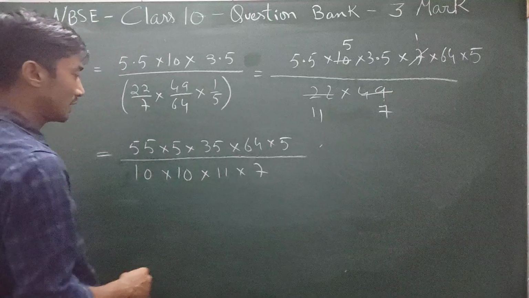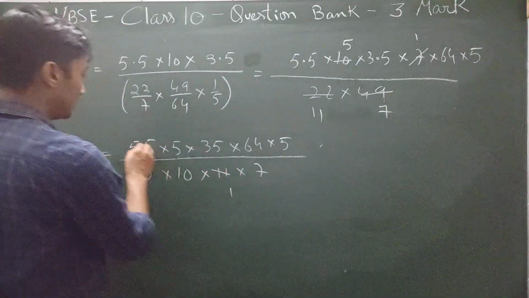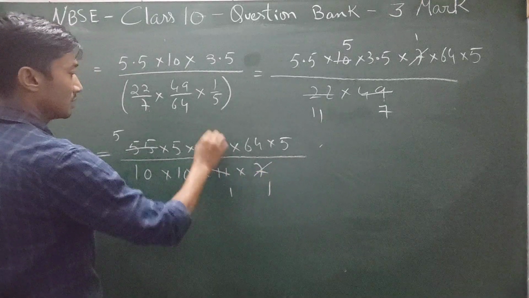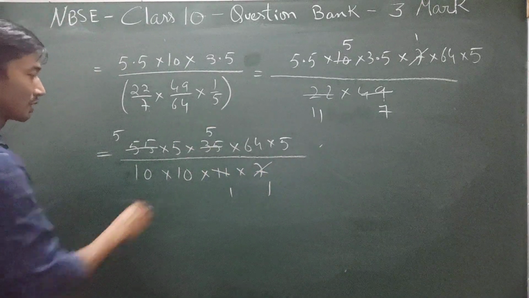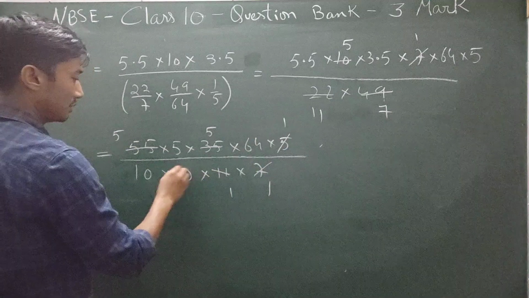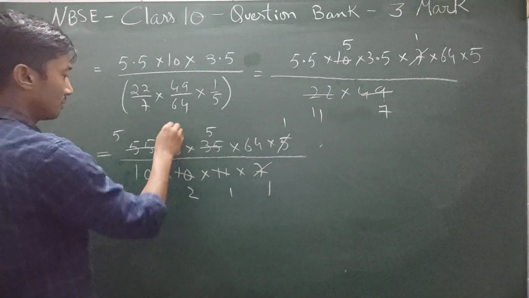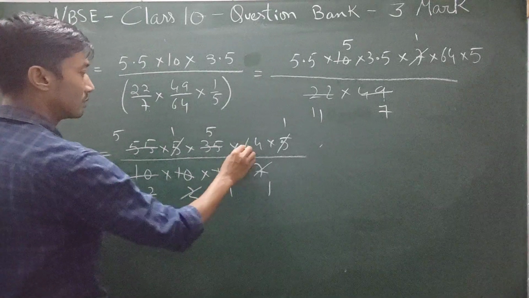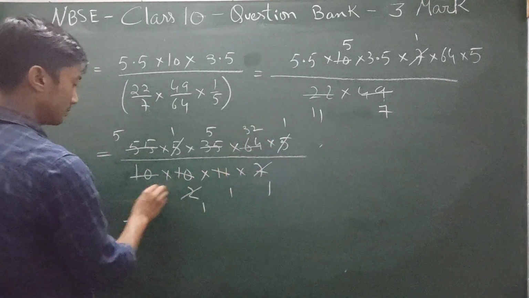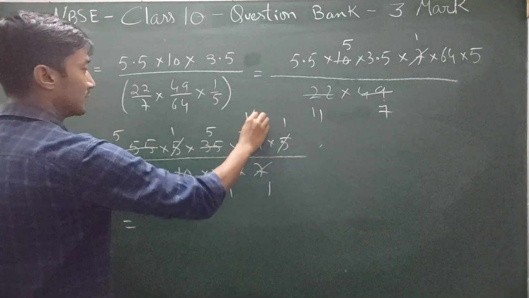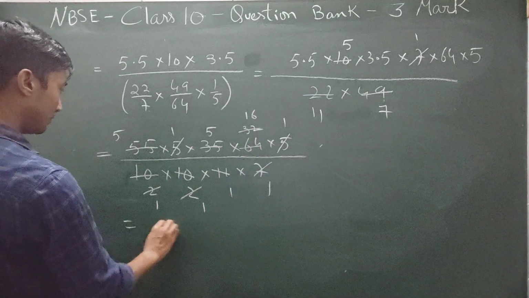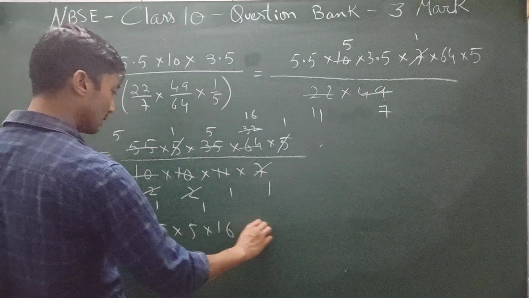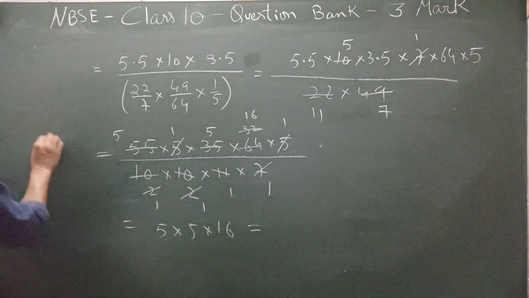So let's do a little bit of calculation. 11 1, 11 5. 7 1 times, 7 5 times, 5 1 times, 5 2 times, 5 1 times, 5 2 times. Chalo, once again 2 ones are 2, 32. 2 ones are 2, 16. So we are left with 5 into 16. So that's like 25 into 16.